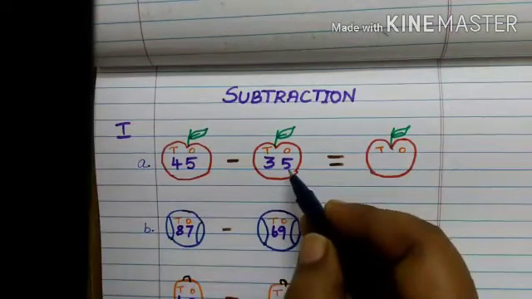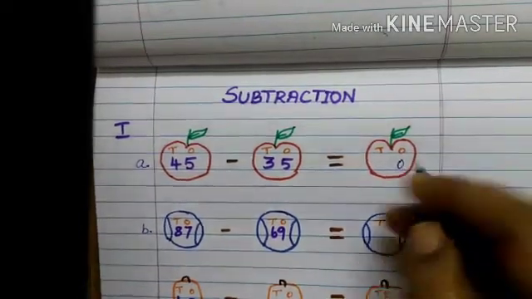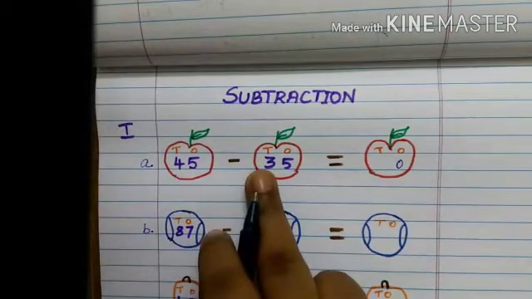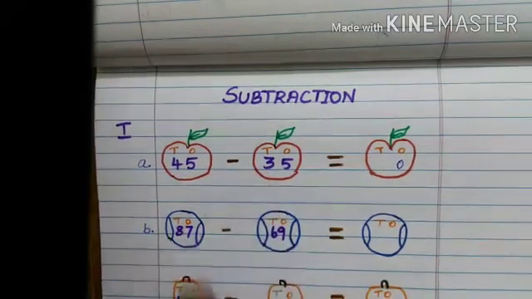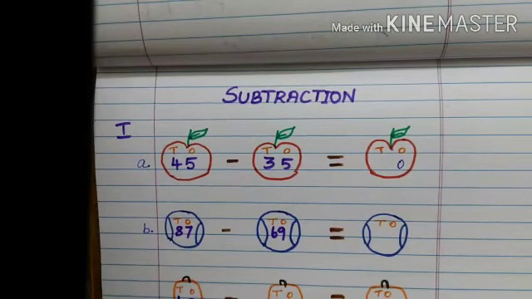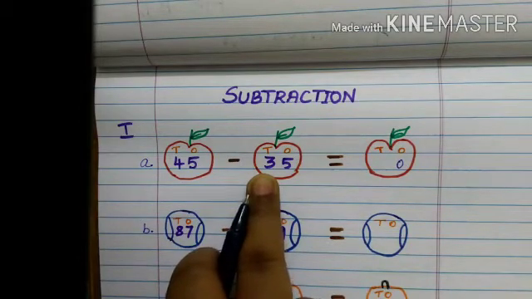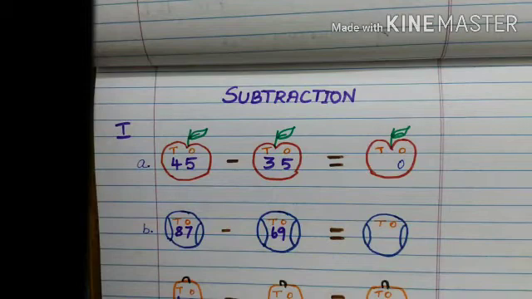5 minus 5 is 0. Then first number 4, second number 3. The first number 4 is bigger compared to the second number. So 4 subtract 3. 4 in the mind, 3 on the fingers. Say before counting. Subtraction is always done by counting backward. So you say now, before counting: 4, before 3, 2, 1.